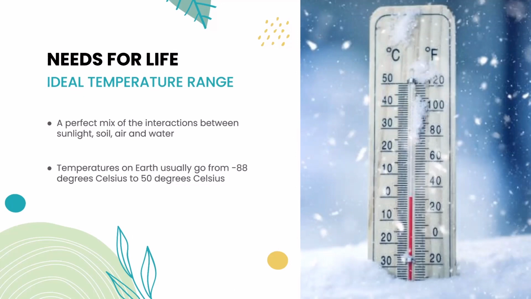And this is different in different habitats. So you can't expect humans to live in like negative 200 degrees Celsius or something, right? So temperatures on Earth for us usually go from negative 88 degrees Celsius to 50 degrees Celsius.